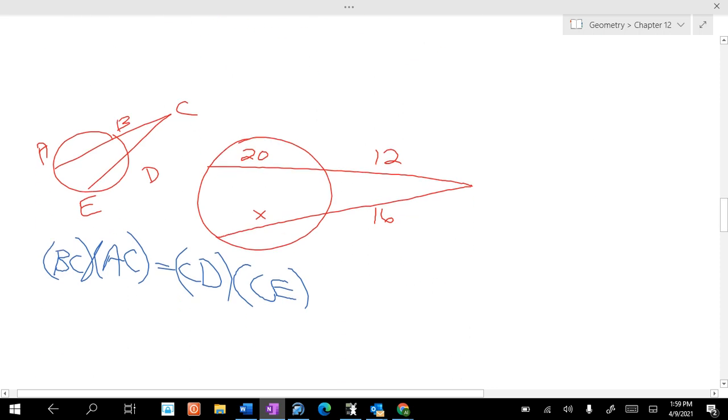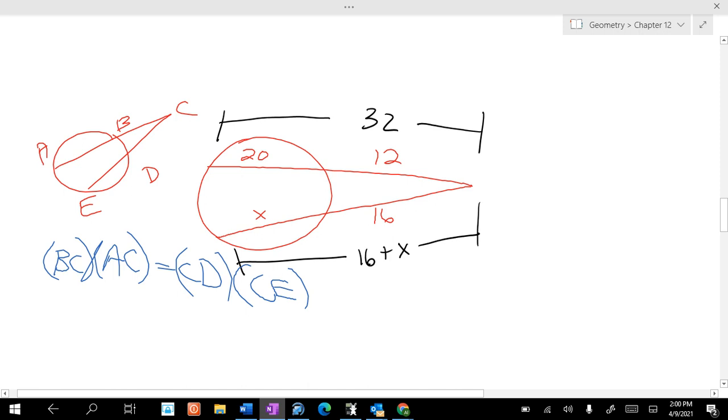Okay? When you hit a problem like this, it's the outside times the whole thing equals the outside times the whole thing. What's the whole thing of the top one? 32. What's the whole thing of the bottom one? 16 plus x, not 16x. We're not multiplying, we're adding. So the outside 12 times the whole thing, 32, equals the outside 16 times the whole thing, 16 plus x.